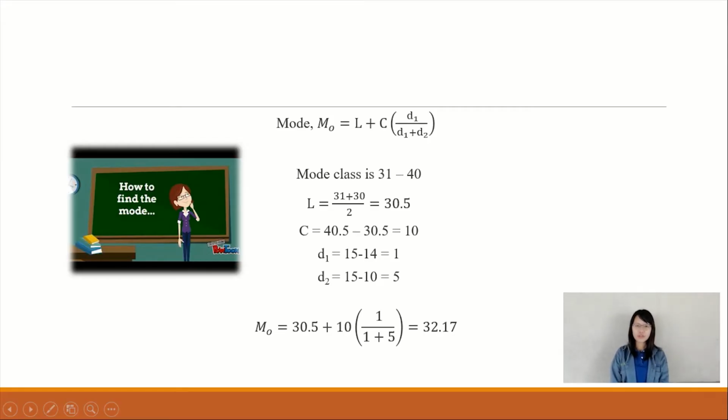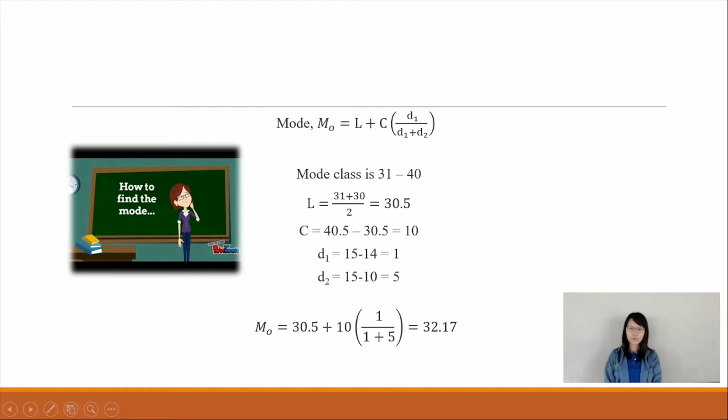Proceed to the mode for group data, where mode equals the lower boundary of the class containing the mode plus the difference between the frequency of the mode class and the frequency of the class immediately before it, divided by the difference between the frequency of the mode class and the frequency of the class immediately before it, plus the difference between the frequency of the mode class and the class after it, times the size of the mode class.